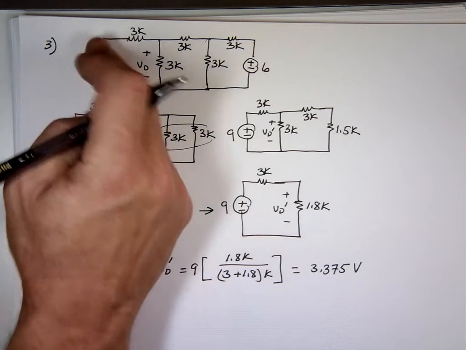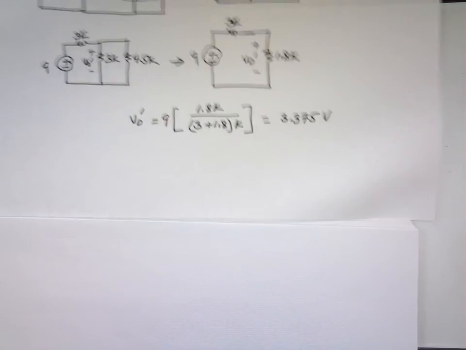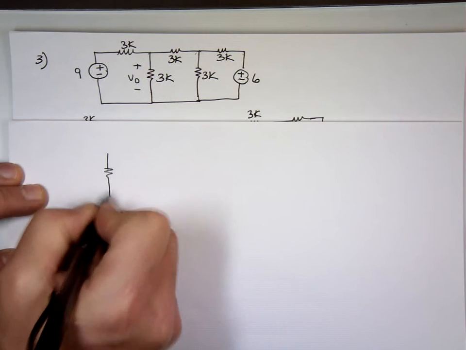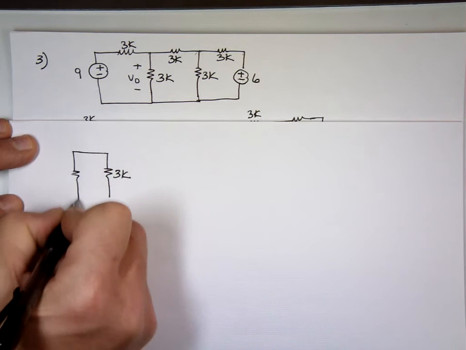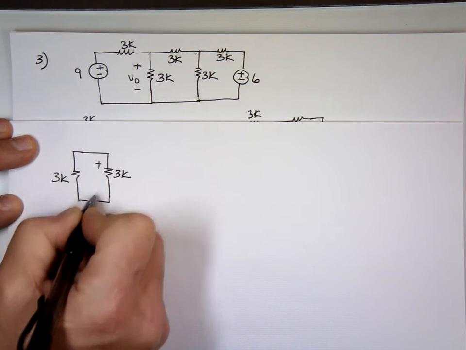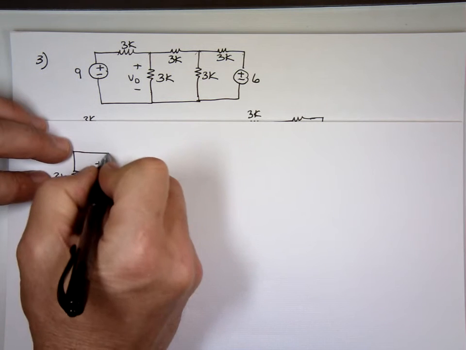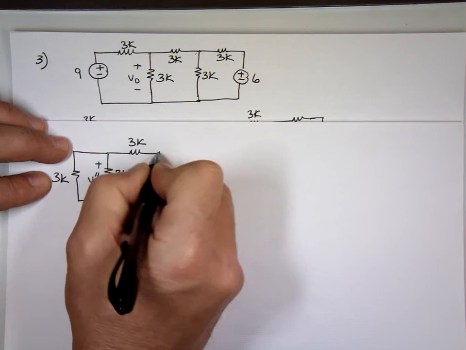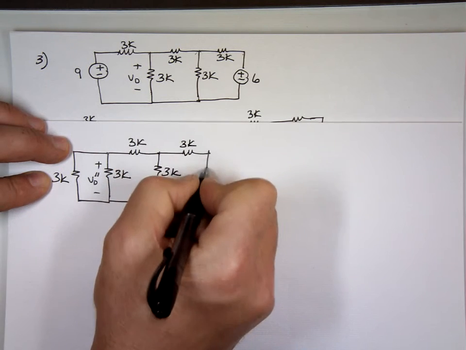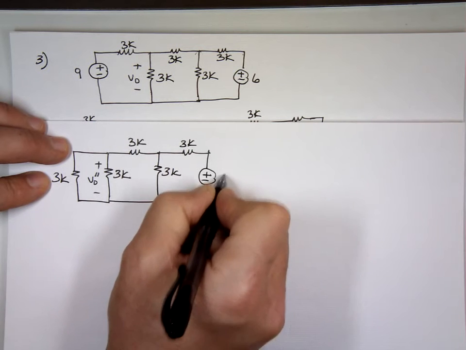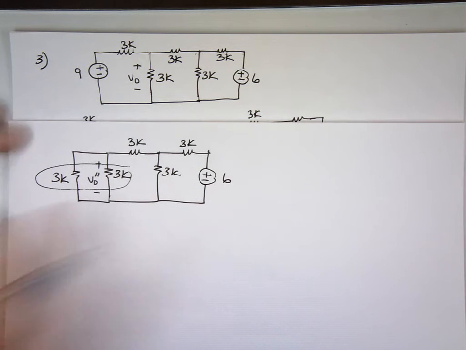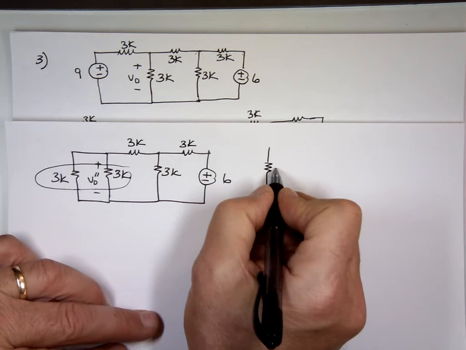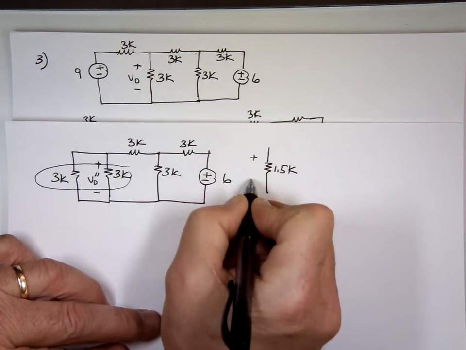Now let's kill this one. This is 3K. Now it's going to be in parallel with 3K. And we'll call this V out double bar. You can simplify this any way you want to. I can combine these two together and still will not change V out double bar. That'll be what? 1.5K? And this is V out double bar.